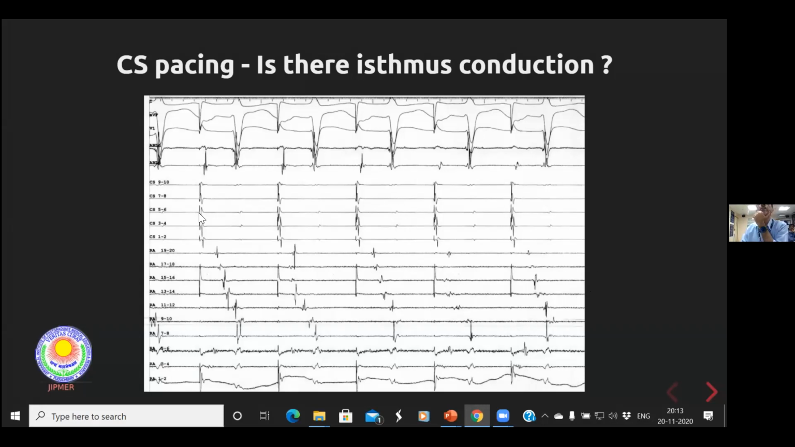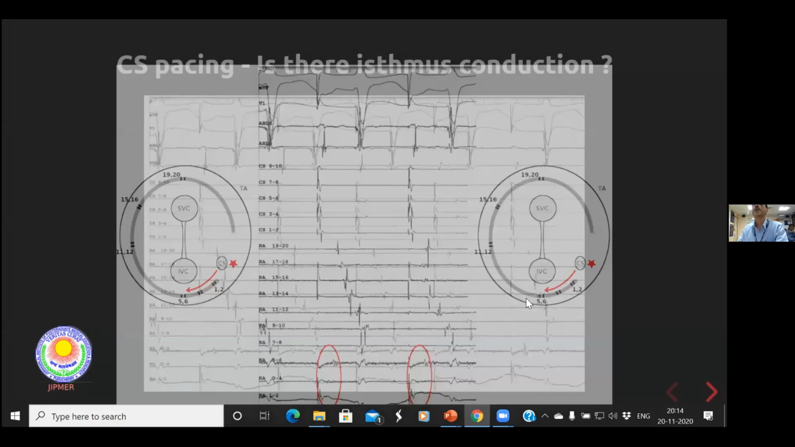So we are pacing in the coronary sinus here. And a couple of interesting things happen. I'll just show in subsequent slides. But we have the duodecapolar placed there, and this is pacing the coronary sinus. So if you just see here, the activation sequence itself changes on alternate beats. And we look at it a little more closely.